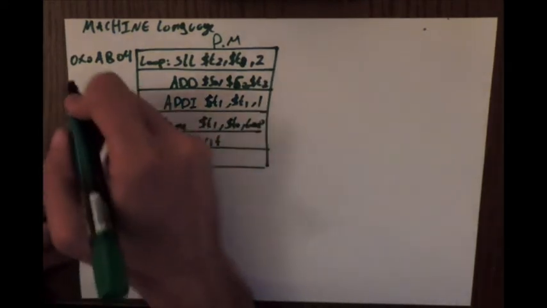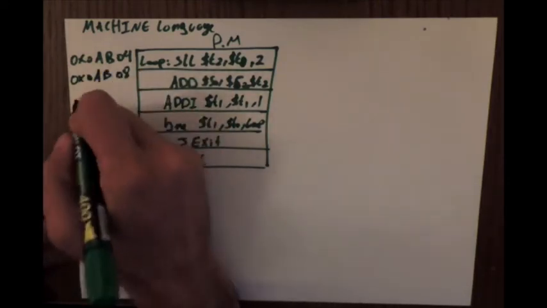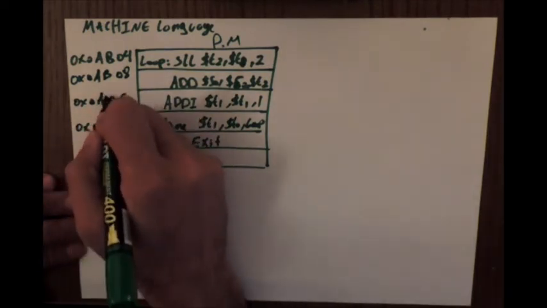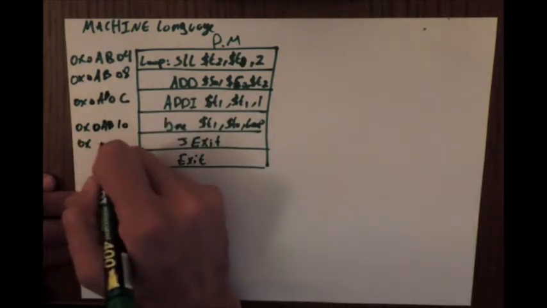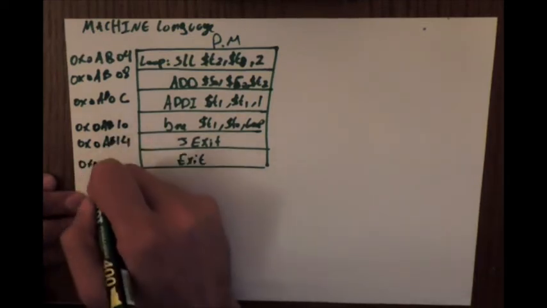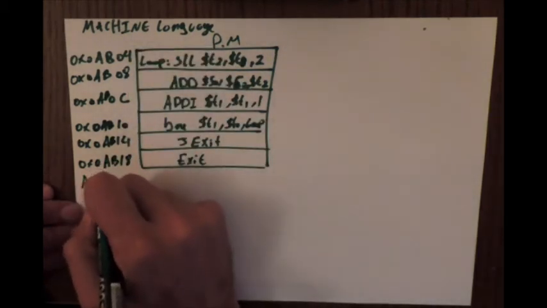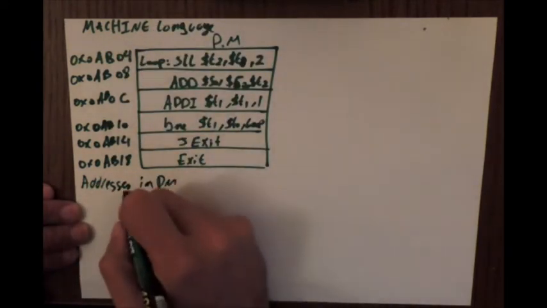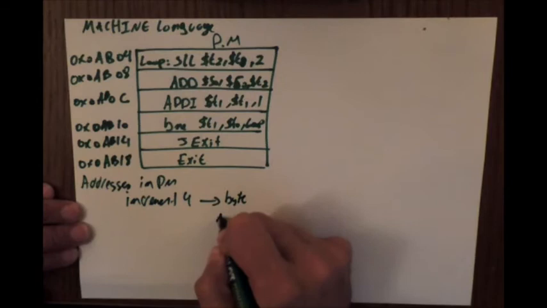So of course the next instruction will be at 0x0ab08. Then I have 0x0ab0c, 0ab10, and then 0x0ab14, and 0x0ab18. So these are the addresses in program memory. An increment of 4, since it is byte addressable.